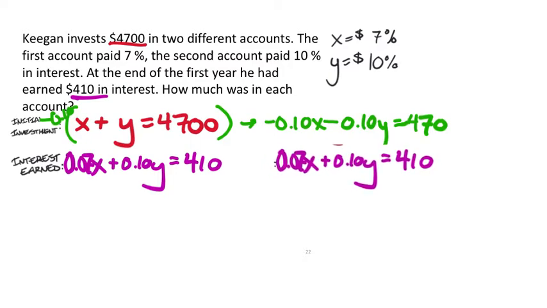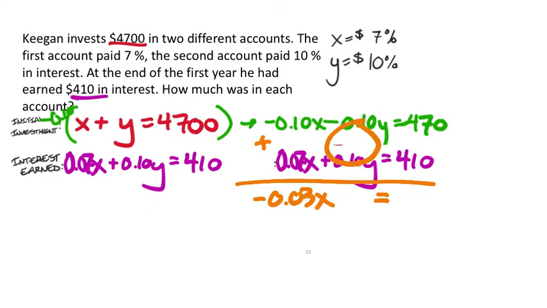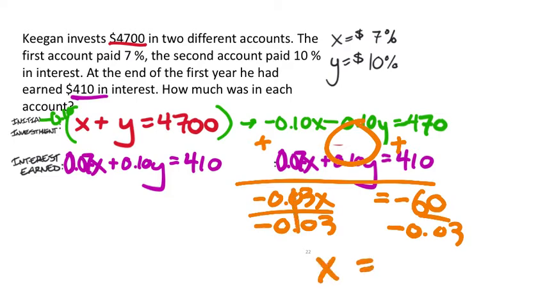And now we're ready to add these two together because the coefficients of y's, since that's what we chose to eliminate, they are now opposites. So I got negative 0.10x plus 0.07x, which is negative 0.03x's. The y's do zero out as planned. And then negative 470 plus 410 would be a negative 60 on that. Then I'll just divide both sides by the coefficient of x, negative 0.03. So that's 1x. X now equals negative 60 divided by negative 0.03, and I got 2,000 right there. Now this was $2,000. That's the x, so that's $2,000 initially invested into the 7% account.